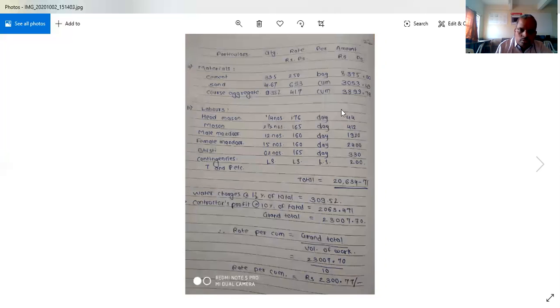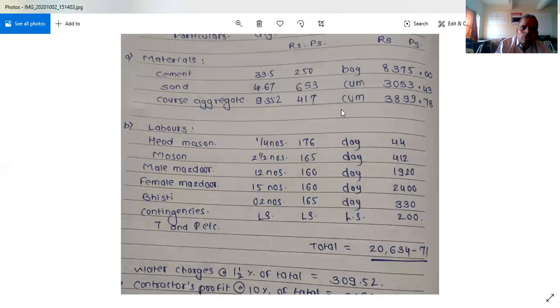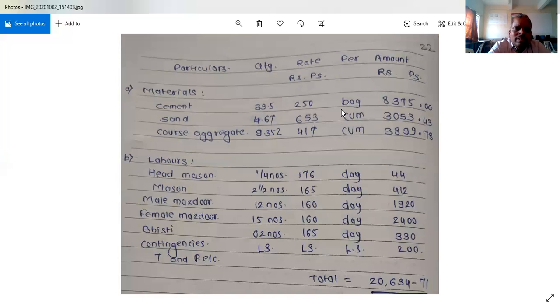After this, you have to prepare a table. The first column in the table is serial number. Then particulars, quantity, rate, per, amount. From that, we have already calculated the materials. So see here, A will be the materials. In that, the first quantity which we have calculated is cement. How much quantity is it? 33.5 bags. The rate of the cement per bag is 250. So multiply 250 by the quantity 33.5.